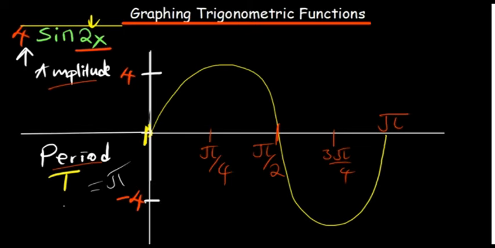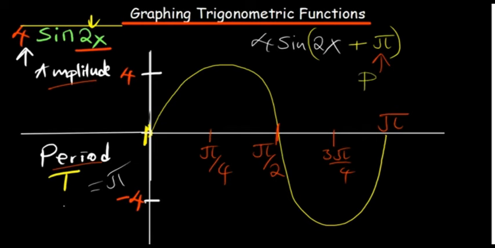Okay, what if we tried to add something new? Let's say the graph is 4 sine 2x, and then what if I add something, maybe add pi. Okay, how do you expect this to be different? And of course, just to make it interesting, I can put this in brackets, and then let's say that's what we have. So the pi that we're seeing there is what we call phase shift.